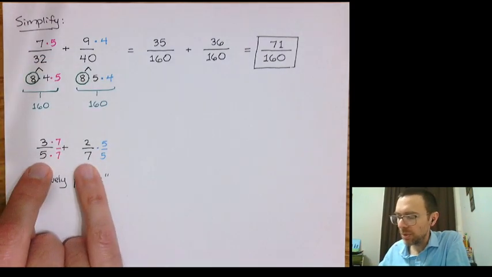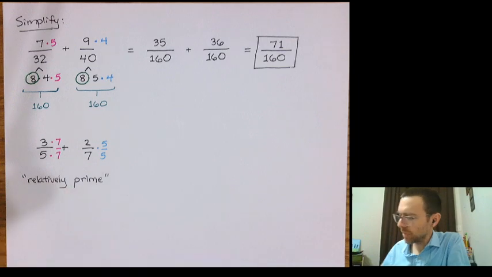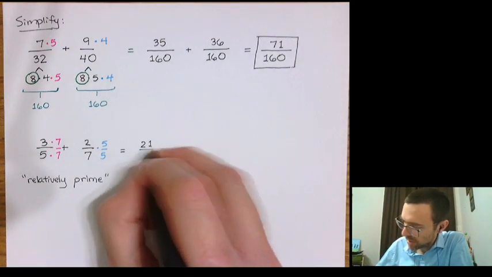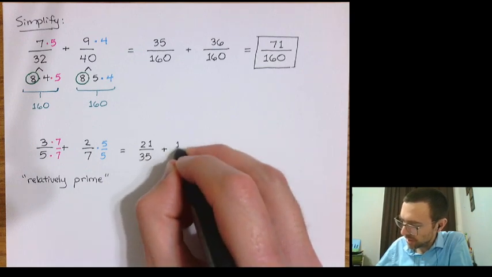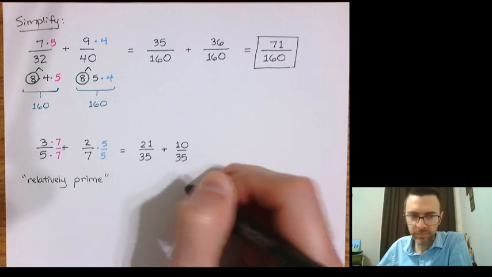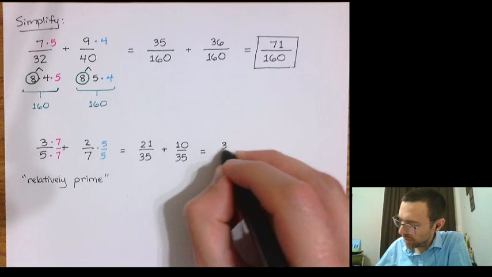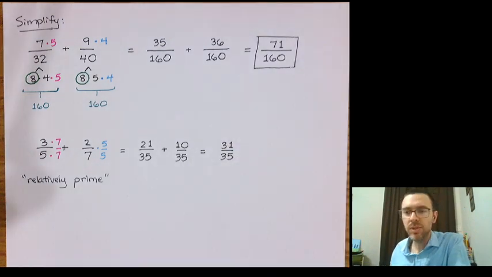Here, since 5 and 7 are relatively prime, if you multiply them, that is your common denominator. So when I work this out, I get 21 over 35 and 10 over 35. Which, when you combine, you get 31 over 35, just like that.